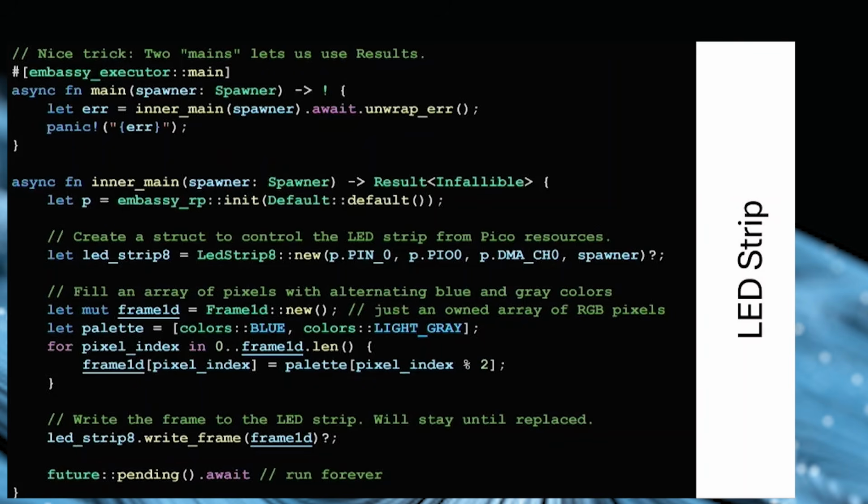To actually write it to the LED strip, we use the write_frame method, we pass it this frame, and it'll appear. The LED strip will do what we want. It'll stay showing those lights indefinitely. We can go and do other things at this point.